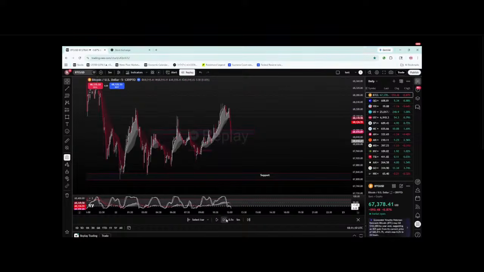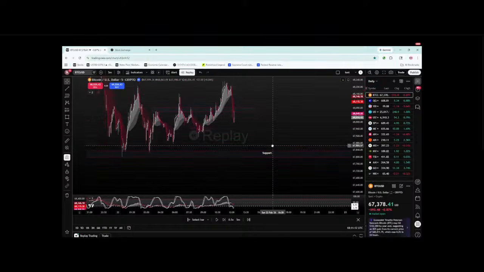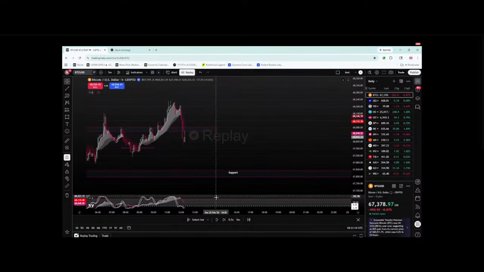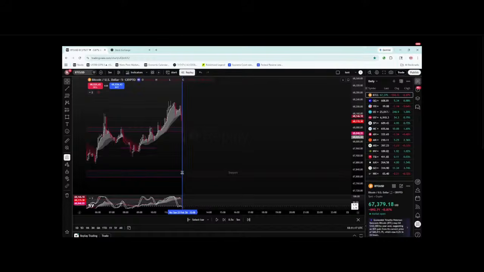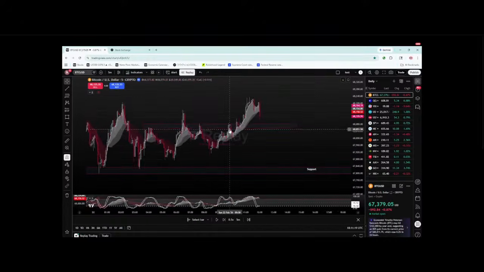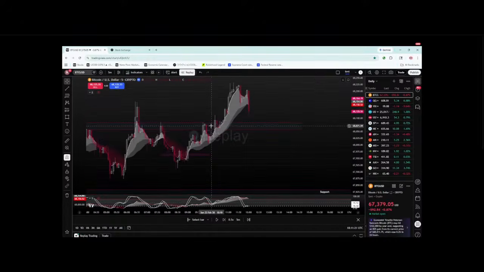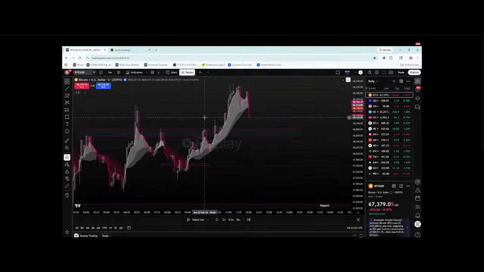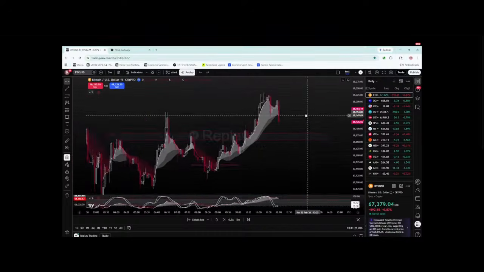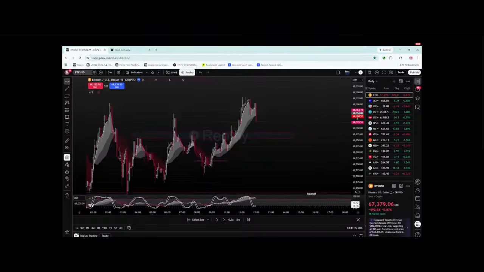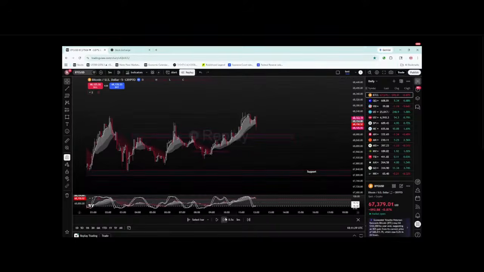Now look what happens at this level. All right, let's go back. Some support and resistance again. Remember, this level of resistance is now support. So this was resistance beforehand, right? Now it's a critical level of support. Now look what happens when price breaks through this critical level of support.